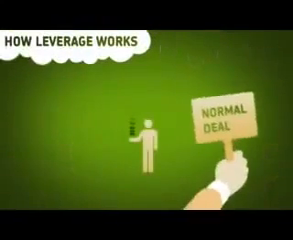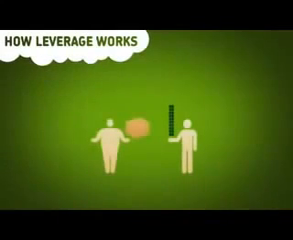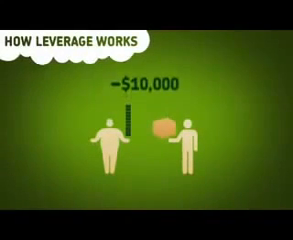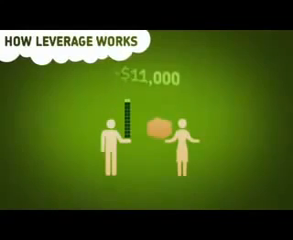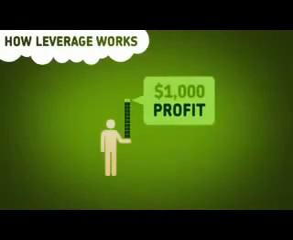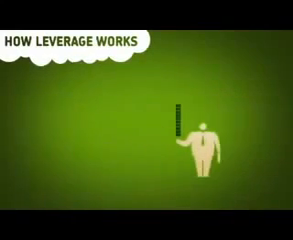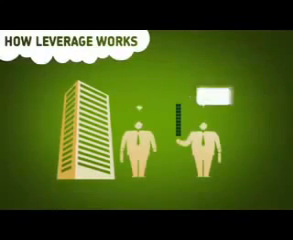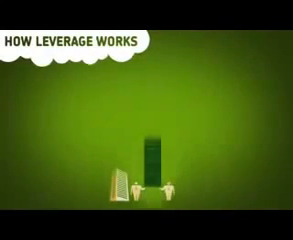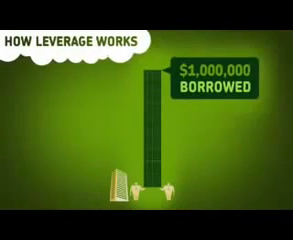Here's how it works. In a normal deal, someone with $10,000 buys a box for $10,000. He then sells it to someone else for $11,000. For a $1,000 profit, a good deal. But using leverage, someone with $10,000 would go borrow $990,000 more dollars, giving him $1 million in hand.